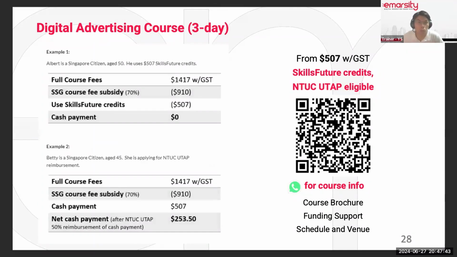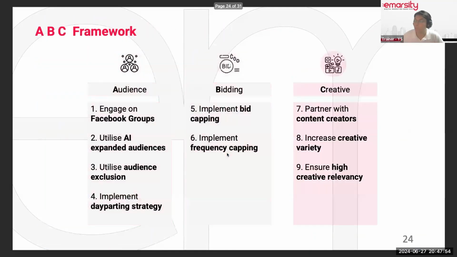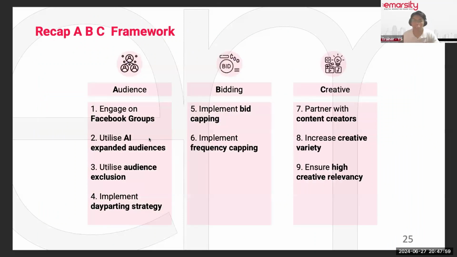Okay, so on questions, let me go back to this slide first, then I will be able to relate your question to each point. I'll try to go by the order of 1 to 9.